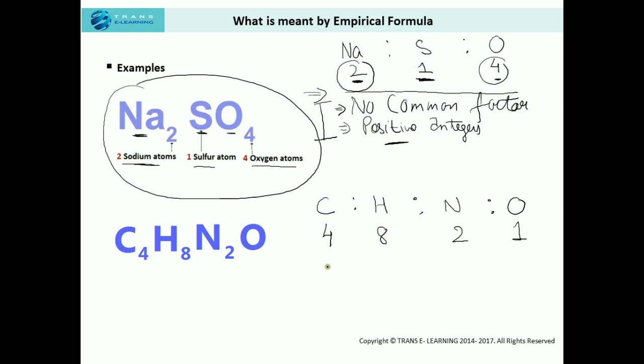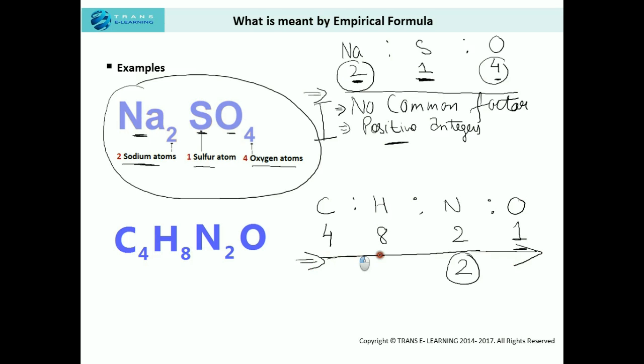Now the second condition of no common factor: they should not share any common factor. You can see here that there is a common factor among carbon atoms, hydrogen atoms, and nitrogen atoms. We can always take out 2 as a common factor. But what about the oxygen? Oxygen doesn't have a common factor 2. So in this case also, as the oxygen atom does not have a common factor like carbon, hydrogen, and nitrogen atoms, we cannot take any common factor on a whole.